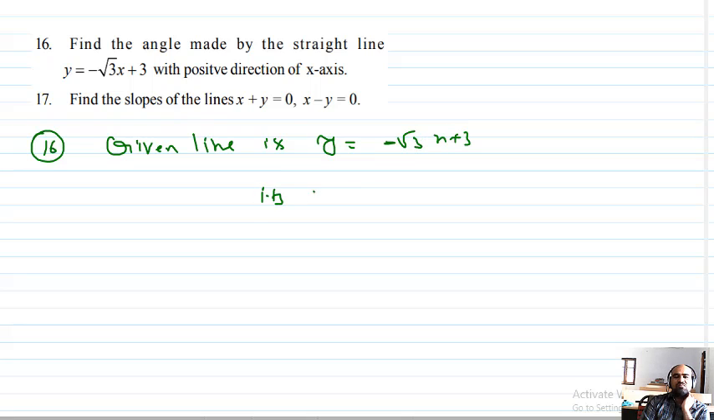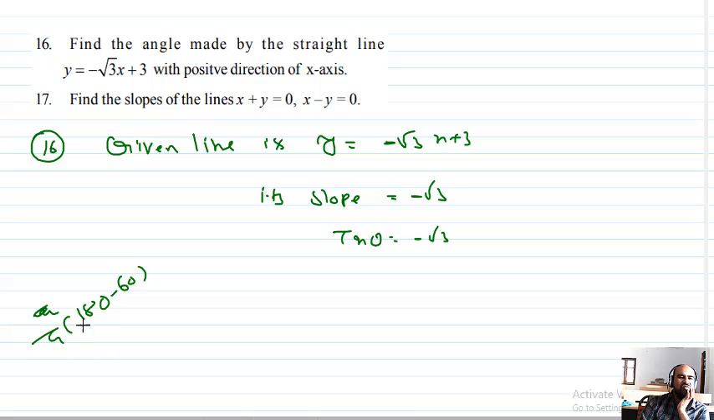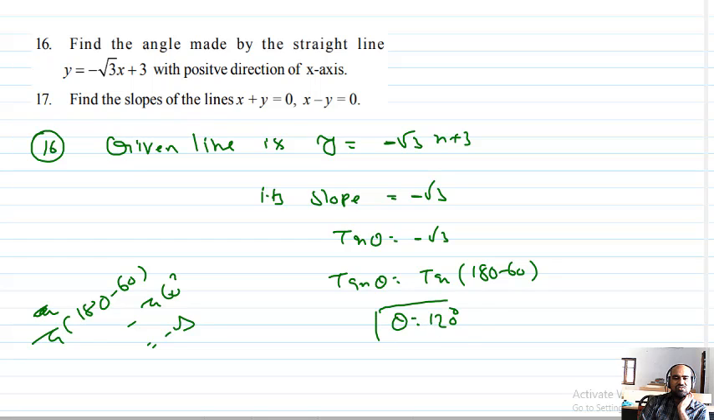Its slope equal to minus root 3 means tan theta equal to minus root 3 where theta is the inclination. So what is this? I will explain. Tan of 180 minus 60, how much tan? Tan of 180 minus theta is minus tan theta, so minus tan 60, that is minus root 3 only. That's why instead of this I can write tan theta equal to tan of 180 minus 60. So what is theta? 120 degree. So inclination of that line is 120 degree, or sometimes you can convert into radians.